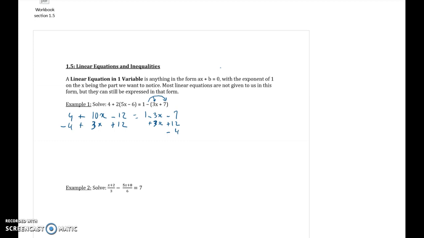Why do we do that? Because by doing so, we are having all the variable on one side and all the non-variable on the other side. So we get 13x equal minus 7 minus 4, which is going to be minus 11. Minus 11 plus 12, 1. 1 plus 1, 2. And we end up having x equal 2 divided by 13.